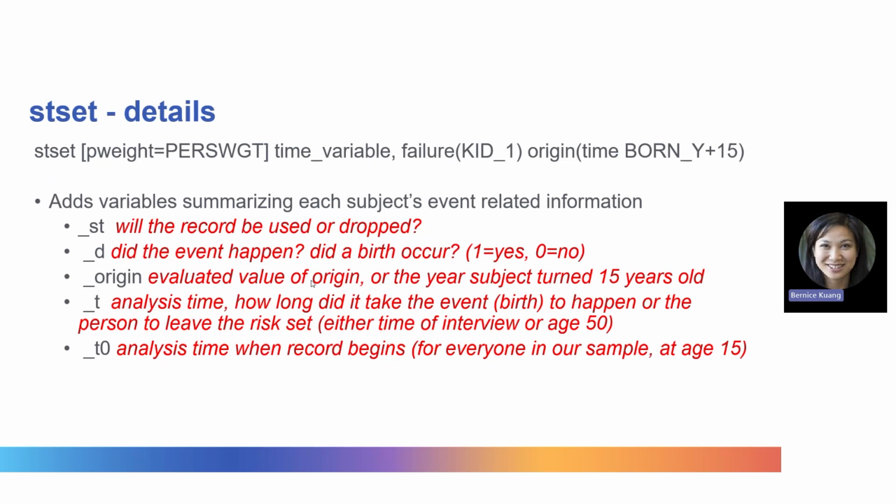Underscore origin is the evaluated value of origin, or in our case, the year the subject turned 15. Underscore t is the analysis time. So how long did it take for either the event to happen or the person to leave the risk set? And then underscore t0 is the analysis time when the record begins. So for everyone in our sample, it's at age 15.